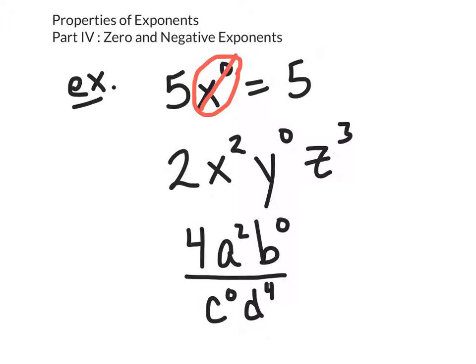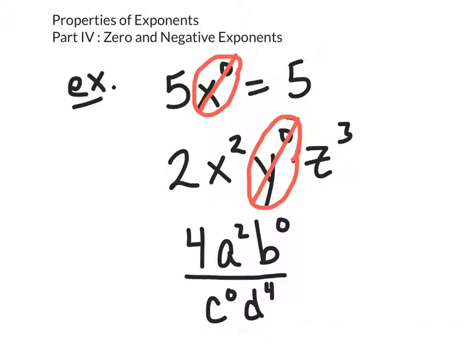When I take a look at the second example here, I have 2x squared y to the 0 z to the third. In this scenario, the 0 as an exponent, excuse me, I want to change my color here. My 0 as an exponent is actually only affecting the y. And so in essence, I can go ahead and cross it off.